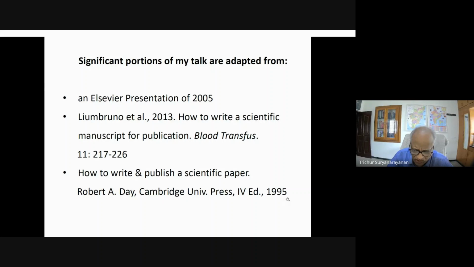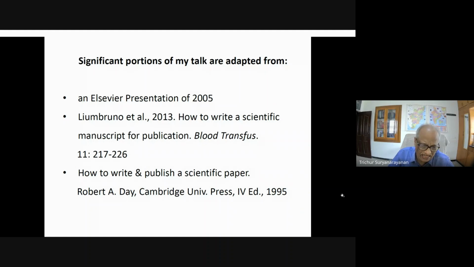I am referring to the old edition, but there are new editions. This is a wonderful book. So I would suggest that all scientists have a look at it. I mean, this is because of two things. Robert Day is a microbiologist, or a biologist. Therefore, all the examples he gives are from biology, so we understand them easily.